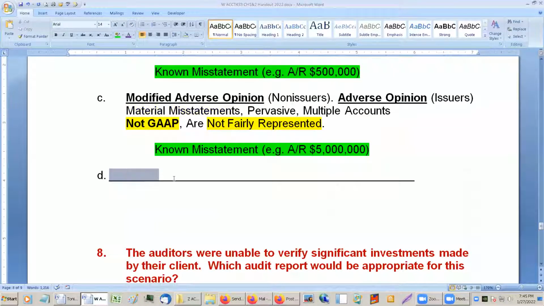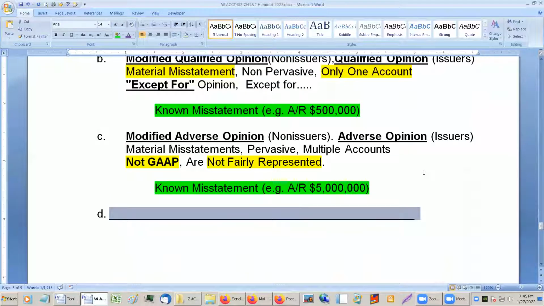So the dollar amounts are known for both the qualified and the adverse opinions, right? You know what they're off by, and you're going to put them right in the report. This account is misstated by this amount. Okay. Now, there is a fourth type of opinion that is really not an opinion at all.